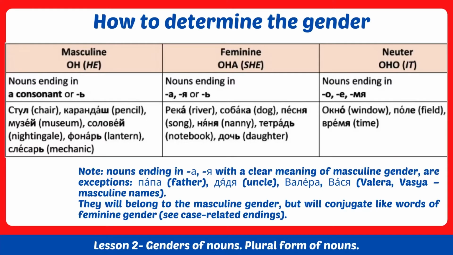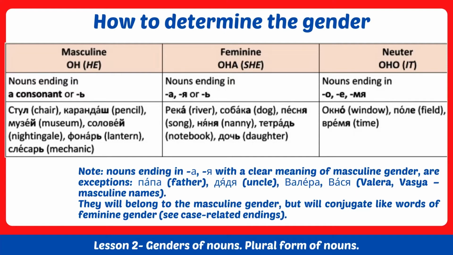To masculine gender belong all nouns ending in a consonant or in a soft sign. Стул, L is a consonant, карандаш, Ш is a consonant, музей, Й is a consonant, соловей, Й is a consonant, фонарь, soft sign in the end, слесарь, soft sign in the end.